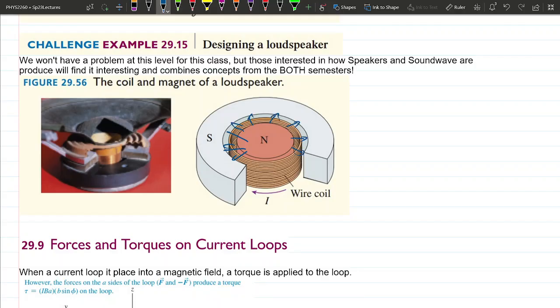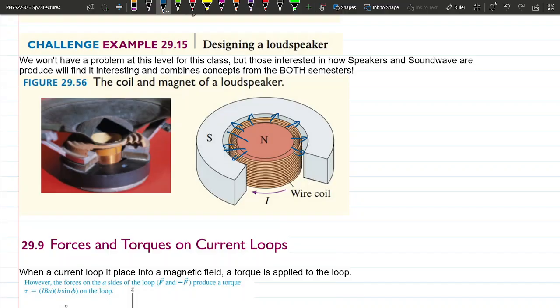If I'm running a current through this, this way, and then the magnetic force, let's say I'm looking at this part, what's going to happen is that it's going to create a magnetic force that's going to be coming out this way. And what that does is basically vibrates the little cardboard that's on top of your speaker. I wish I actually brought one out so you can see it.